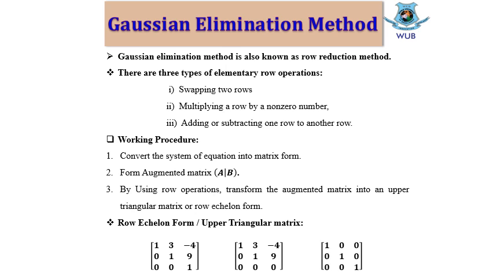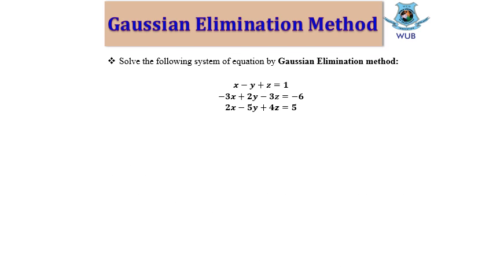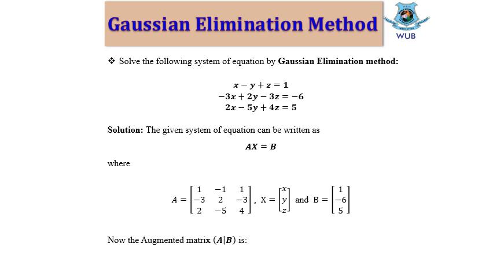Now we can solve some equations by using the Gaussian elimination method. Here a question is given for you, where three equations are given, and you have to solve this by the Gaussian elimination method. For solving this, we write the equation in the following format, that is Ax equals b, which we already know from the matrix method, and we know the values of A, then X, then B.